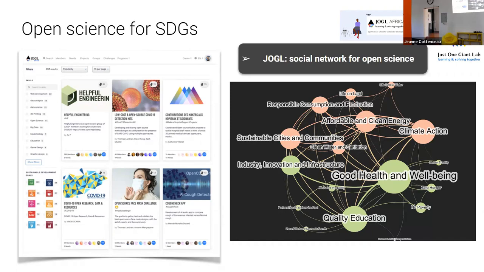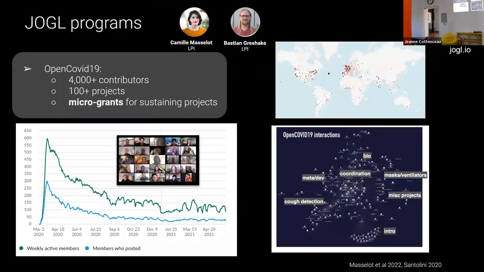And here I will just show one example of a program we had during COVID. We had around 4,000 people coming to contribute on projects. And this is the activity in time. So you see there was a big peak in March 2020. And first we could understand the community structure because we had access to the data on how people interact together. So we could see where was the need for coordinating different subgroups, which were more isolated people or people that needed to be introduced to other projects.